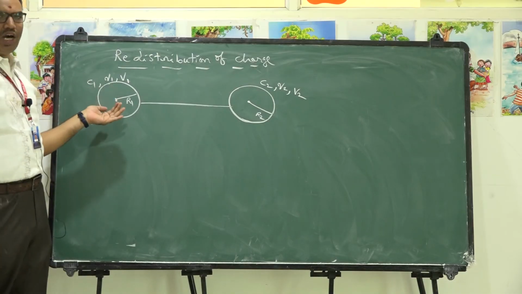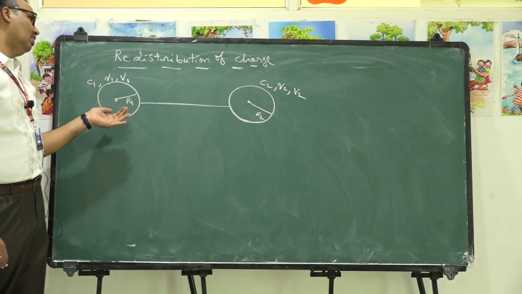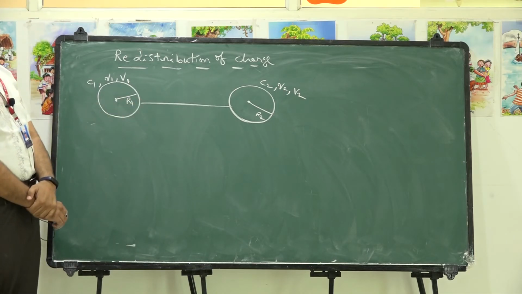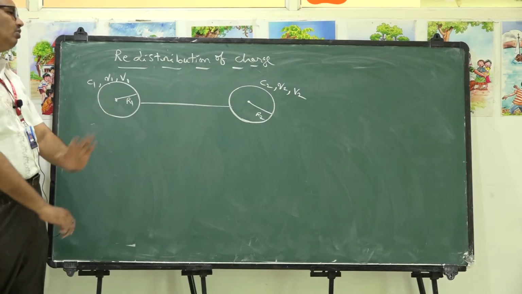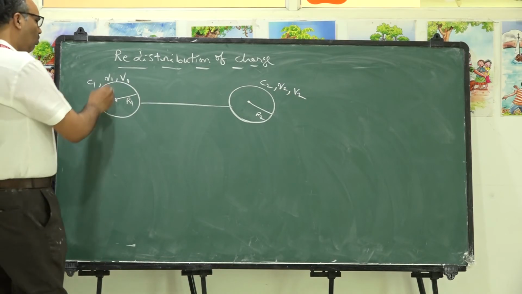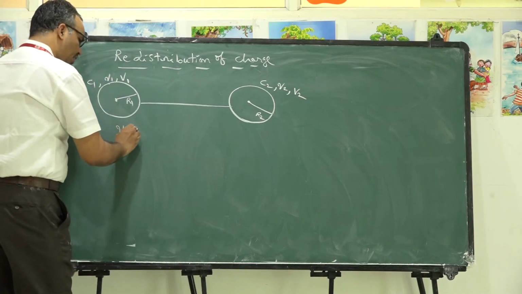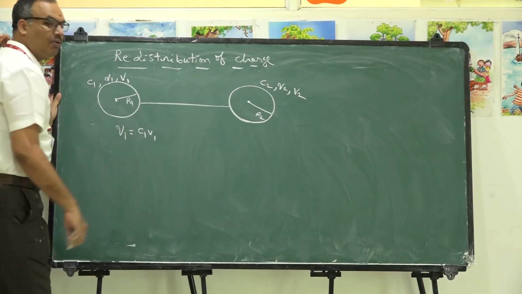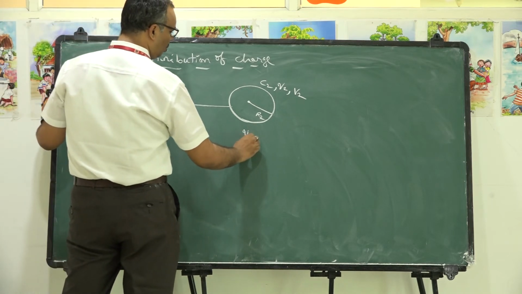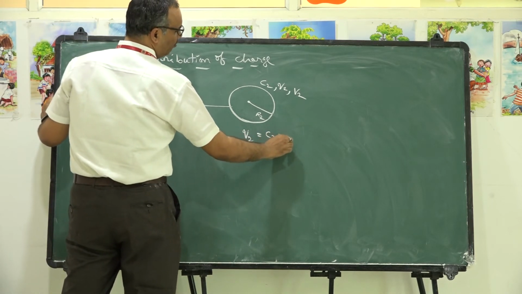How much time will the charge transfer take place? Till they attain a common potential, the charge transfer takes place from the high potential sphere to the low potential sphere. That means, what is the charge available on the first sphere? Q1 is equal to C1 V1, as per the definition of capacity. What is the charge available on the second sphere? Q2 is equal to C2 V2.